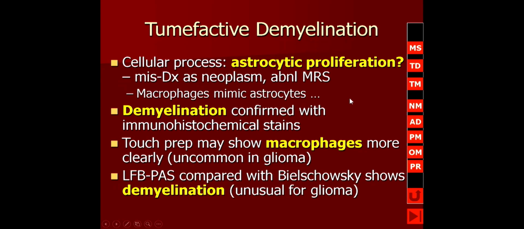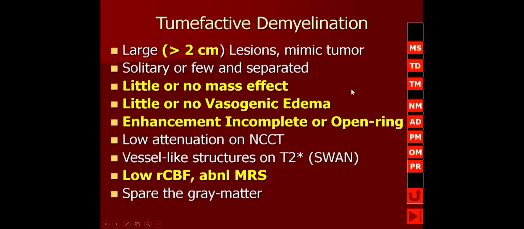Why does it get to be tumefactive when it does have mass effect? Well, apparently in the process of the inflammation, there is an influx of reactive astrocytes, and those reactive astrocytes can even simulate on spectroscopy some of the things that we see associated with a neoplasm, including that you have an increase in the choline peak and you drop the NAA peak. So these lesions are classically described as being relatively large. They have disproportionately less mass effect than you would expect for the size if it was a met or an abscess. They may have vasogenic edema, but they usually don't.